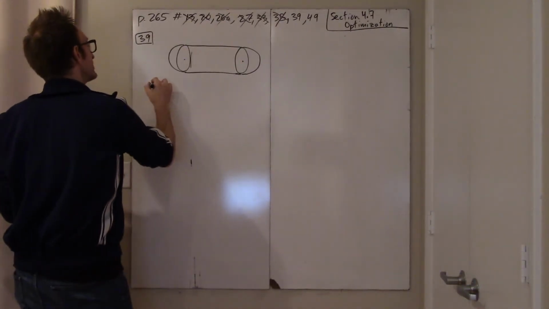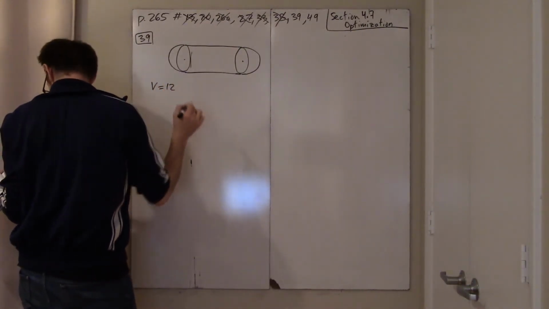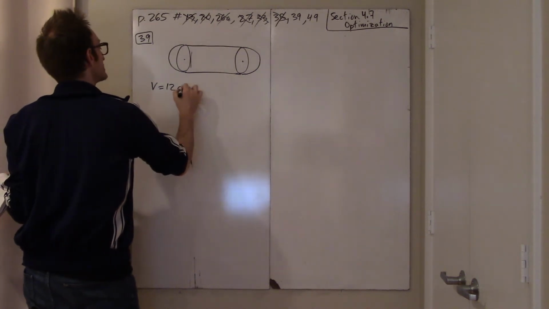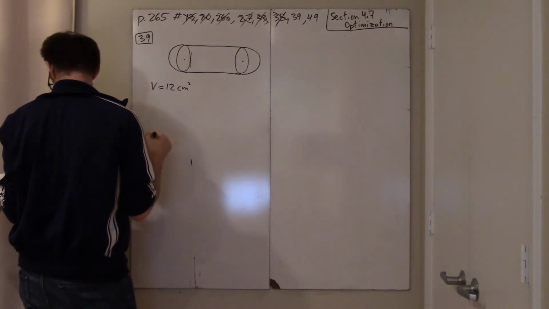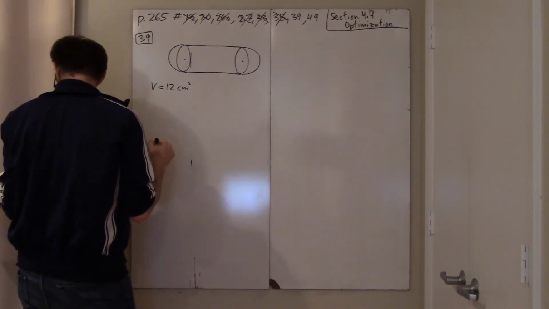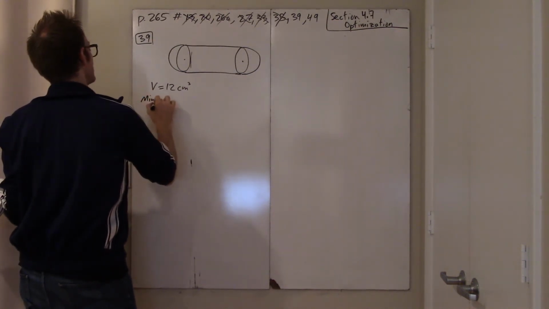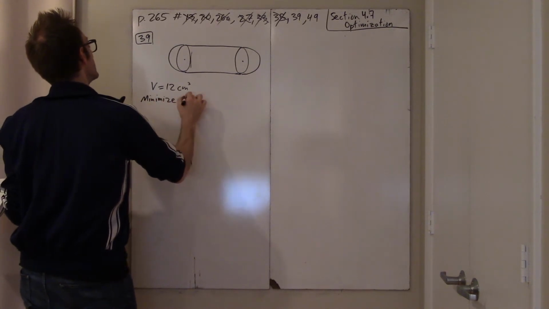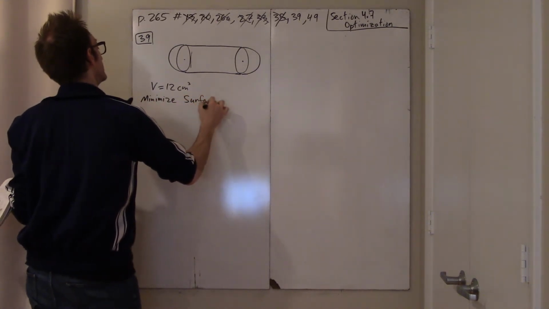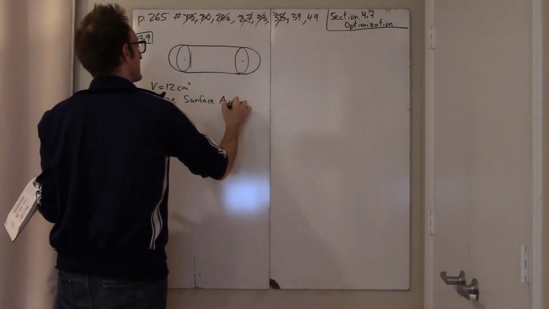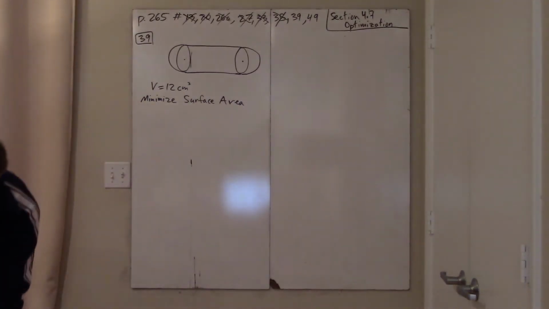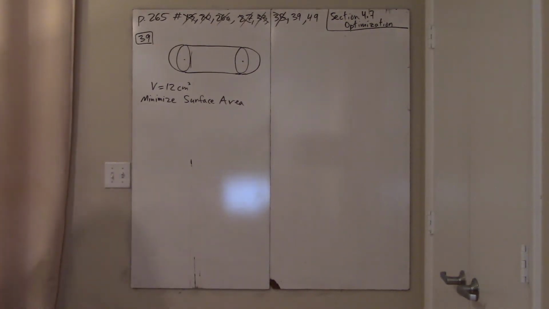Okay, so the volume is 12. I guess the units are cubic centimeters. And what we want to do is find the radius, because we want to minimize the surface area. Okay, this problem is hard because I think it just kind of gets a bit annoying, is the situation. But I need to know all the formulas for the volumes and surface areas of all these things. Okay, so let's go.